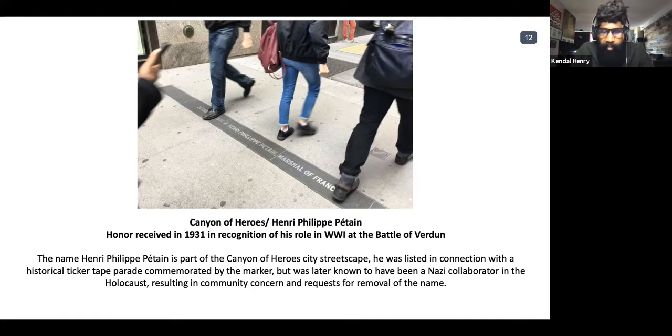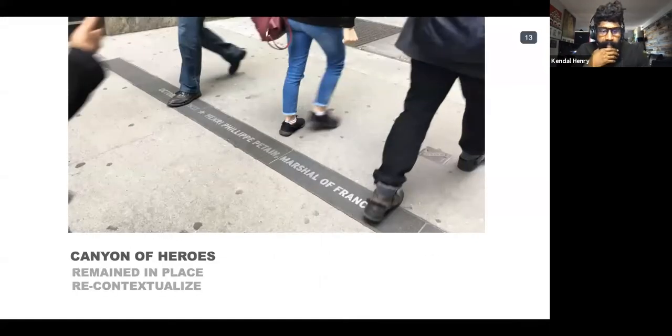For example, Henry Philippe Pétain was a Nazi collaborator during the Holocaust, and people felt a concern: why are you honoring this individual in a place that you call Canyon of Heroes, right? So we found quite a few of those to be quite problematic for many different reasons. The Muhammad one is a very different reason than, of course, the Nazi sympathizer, but the result of the committee was to rename the place. So perhaps it shouldn't be called Canyon of Heroes, but it should be called something else.